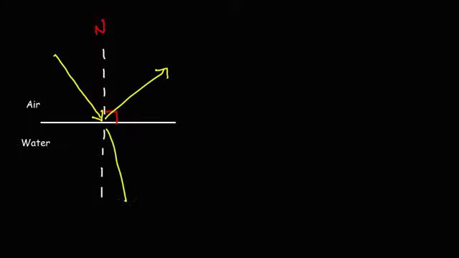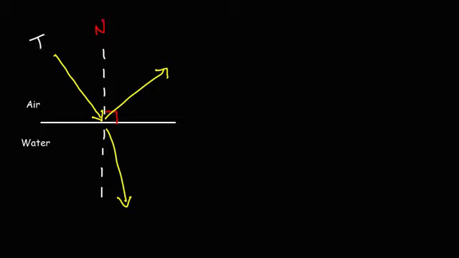So here we have the interface between air and water, and this vertical dashed line that I'm drawing represents the normal line. The normal line is perpendicular to the interface between air and water. It's at a 90-degree angle. Now, when a light ray strikes the point of incidence, three things could happen. The light ray can reflect at the boundary, it can refract, or it could be absorbed by the material.